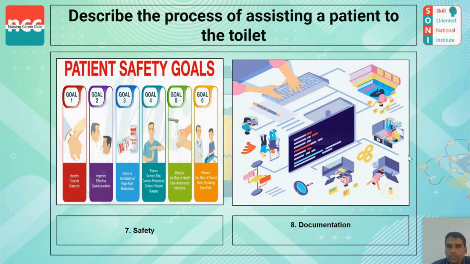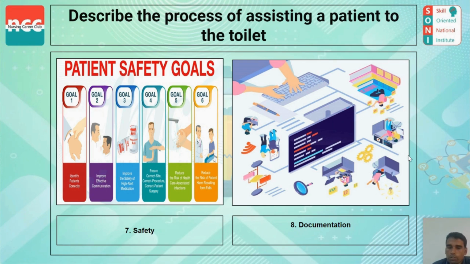Now we will talk about safety. Patient safety goals: identify patients correctly, improve effective communication, improve the safety of high alert medication, ensure correct site, correct procedure, correct patient surgery, reduce the risk of health care associated infections, reduce the risk of patient harm resulting from falls.